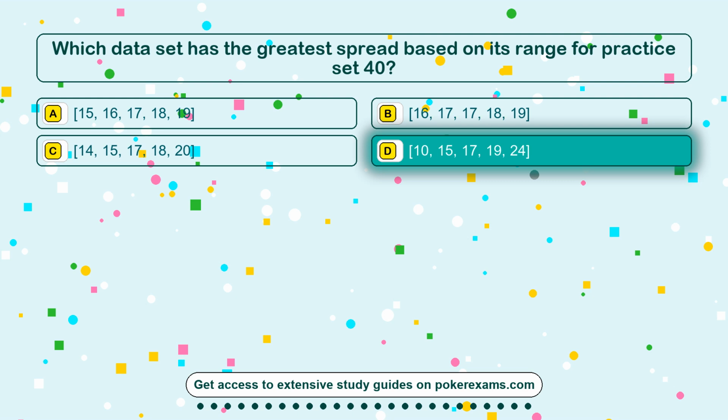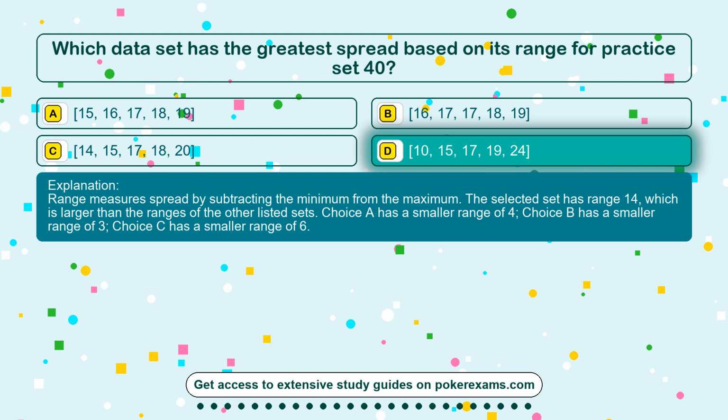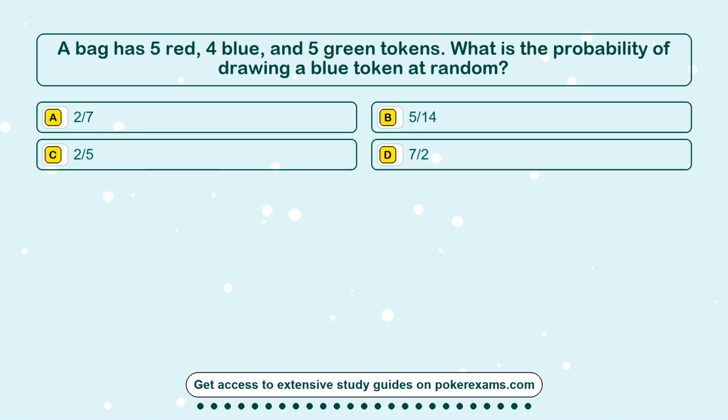The correct answer is option D, 10, 15, 17, 19, 24. Range measures spread by subtracting the minimum from the maximum. The selected set has range 14, which is larger than the ranges of the other listed sets. Choice A has a smaller range of 4, choice B has a smaller range of 3, choice C has a smaller range of 6.